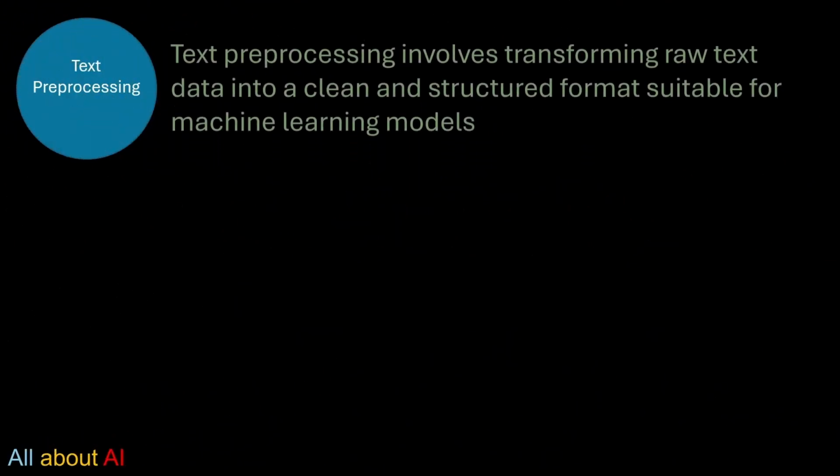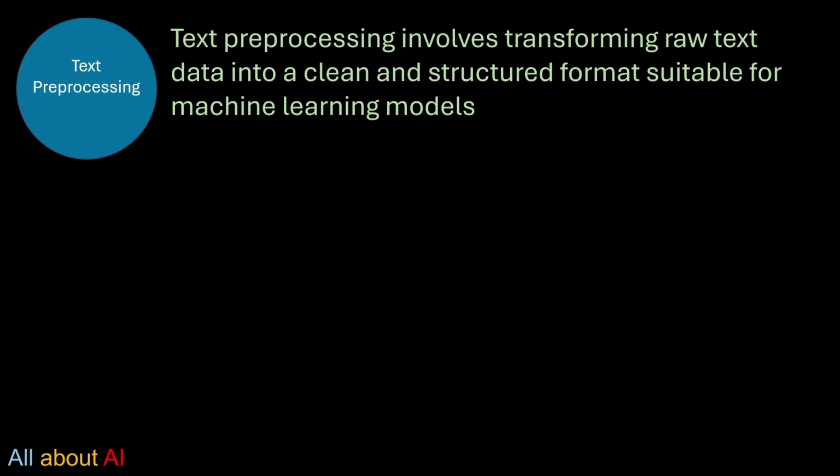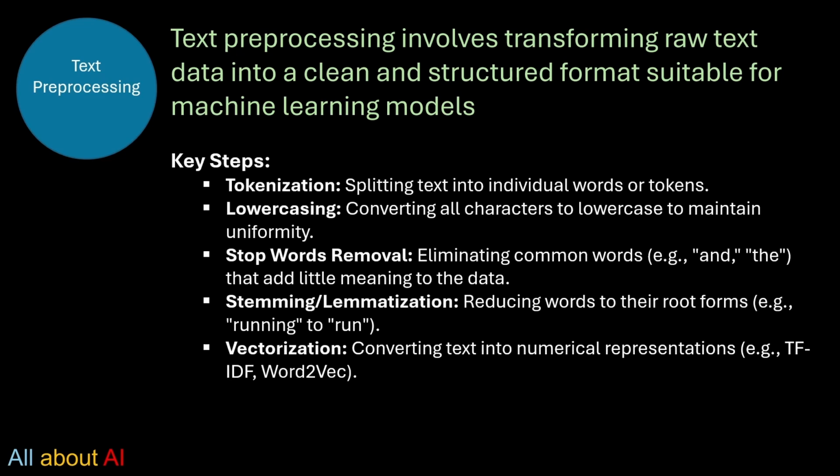Next, we'll look into text preprocessing. Text preprocessing involves transforming raw text into a clean and structured format suitable for machine learning models. There are various methods involved, like tokenization, where we split text into individual words or tokens; lowercasing, converting all characters to lowercase to maintain consistency and uniformity; stop words will be removed, like and, the, or; stemming and lemmatization, reducing words to their root form, like running will become run.